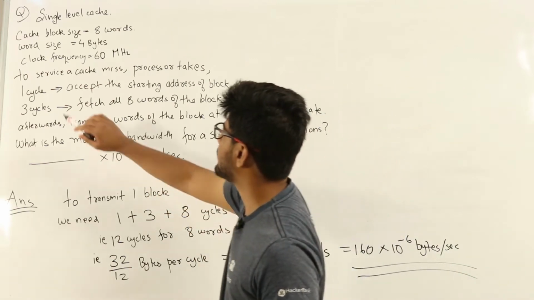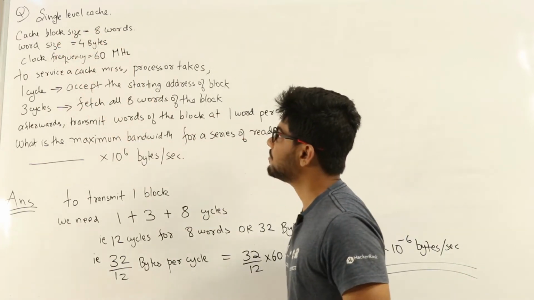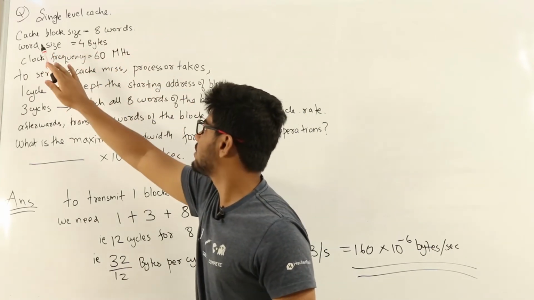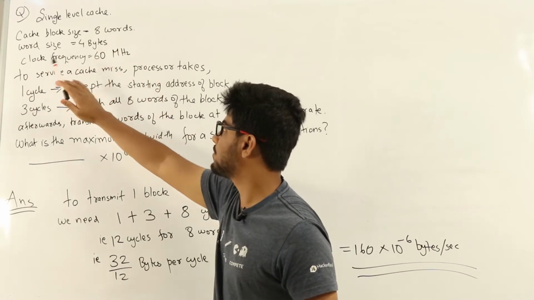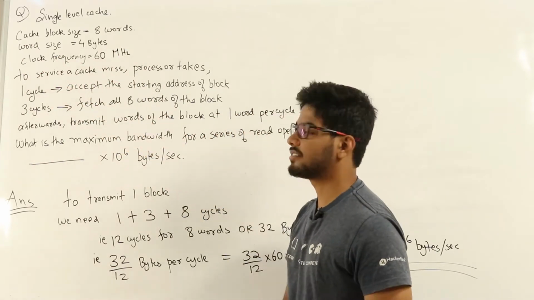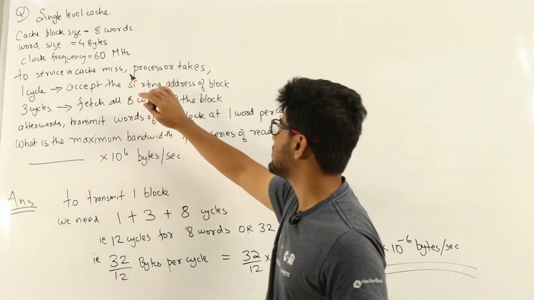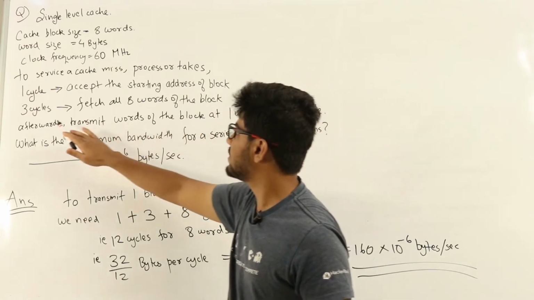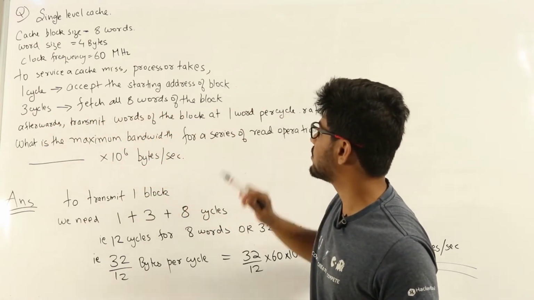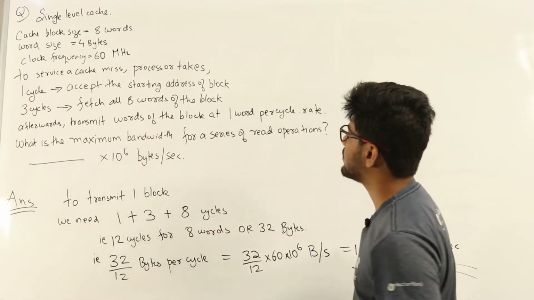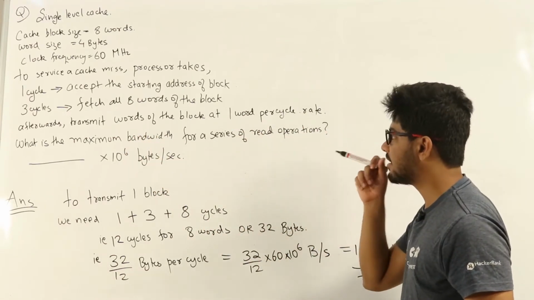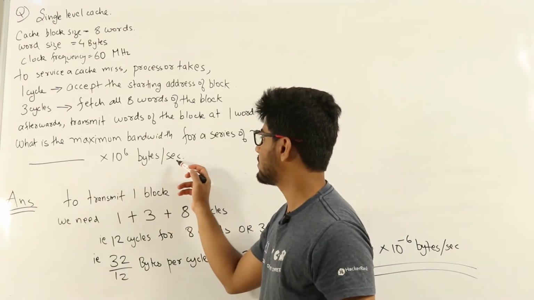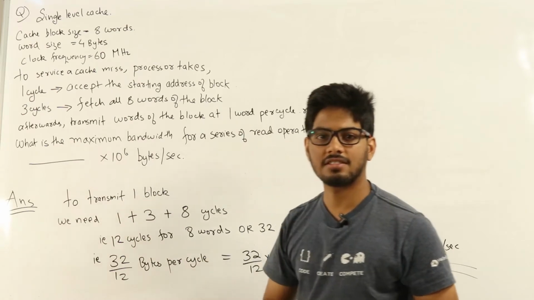In the question, they were giving us a single level cache. The size of the cache block is 8 words, and the size of one word is 4 bytes, and the CPU clock frequency is 60 megahertz. So in order to service a cache miss, the processor takes one cycle to accept the starting address of the block. It takes 3 cycles to fetch all 8 words of the block, and afterwards it will transmit words of the block at 1 word per cycle rate. What is the maximum bandwidth for a series of read operations? Dash into 10 power 6 bytes per second. That's what we need to answer here.